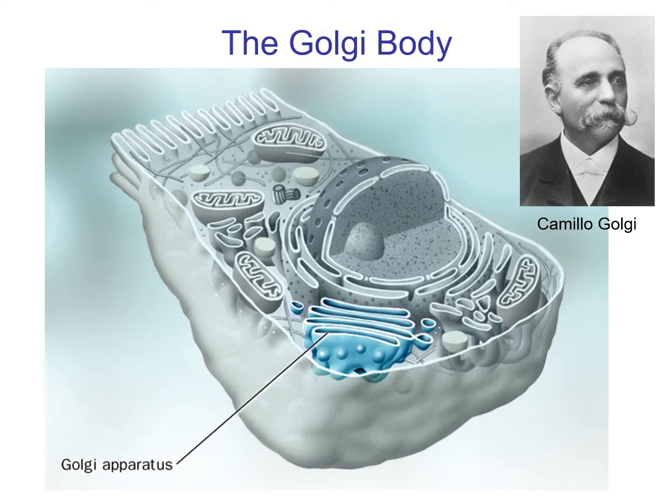The Golgi body, or Golgi apparatus, was discovered by an Italian neuroscientist named Camillo Golgi. And he had developed some new staining techniques that allowed him to see things that other people had not been able to see. He was also fortunate enough to have some very powerful microscopes that a lot of other researchers didn't have.